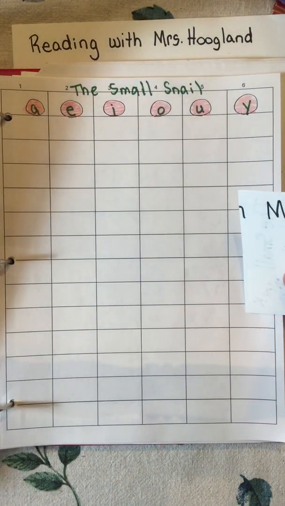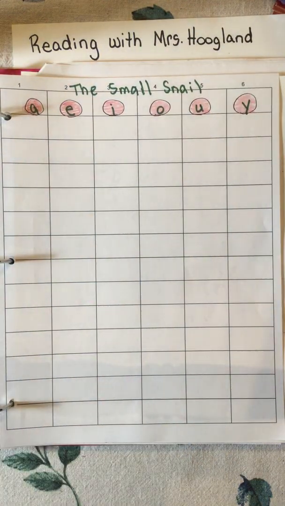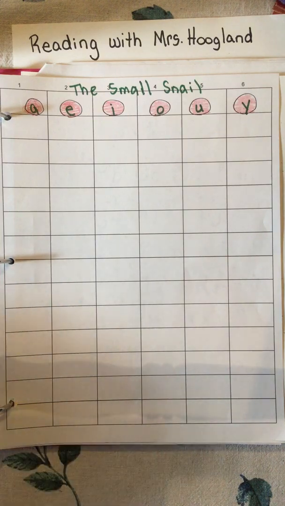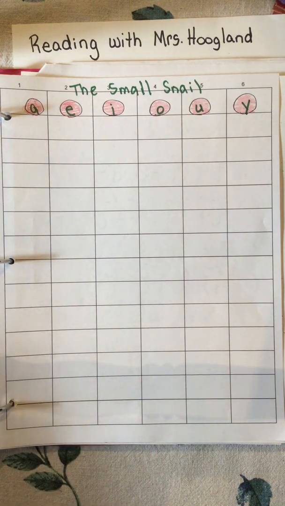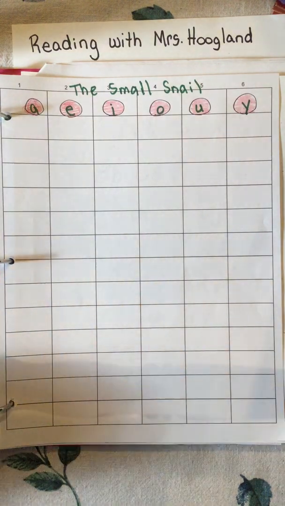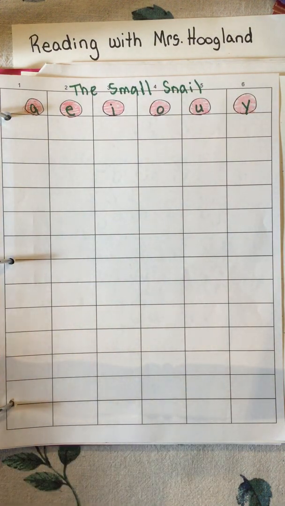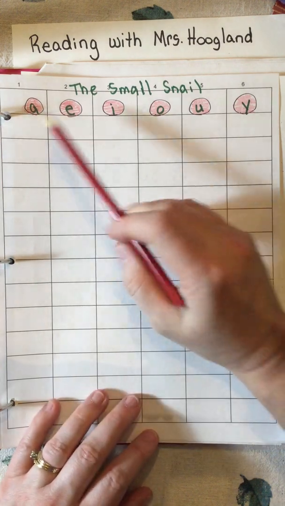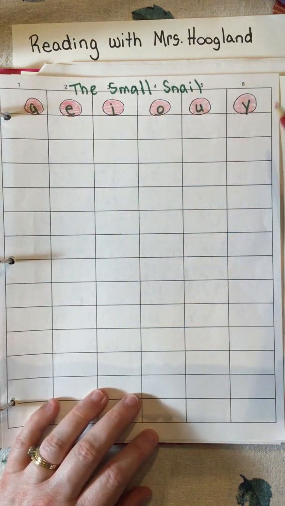All right, we have the small snail. Now, if you have a piece of paper, that would be great. If you don't, you can follow along. We are going to use some little tiles here to help us sound out our words. And as you notice, I have vowels at the top of the page already. I have A, E, I, O, U, and Y.